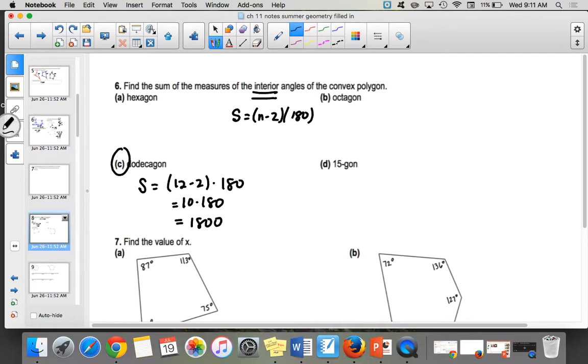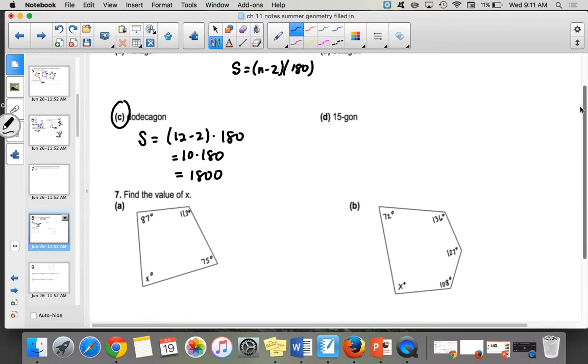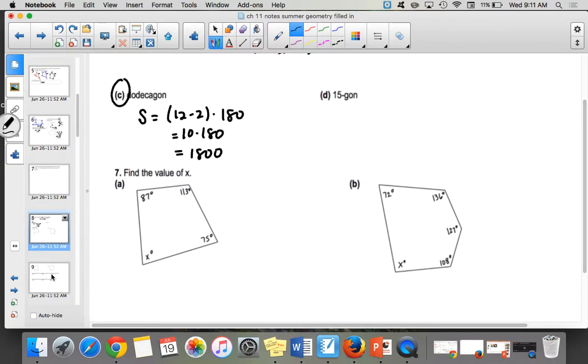Okay, so go back and forth between interior and exterior. Don't just get ingrained, oh, I'm only doing interior. You could have them mixed in together. That's what's tricky about these sometimes.